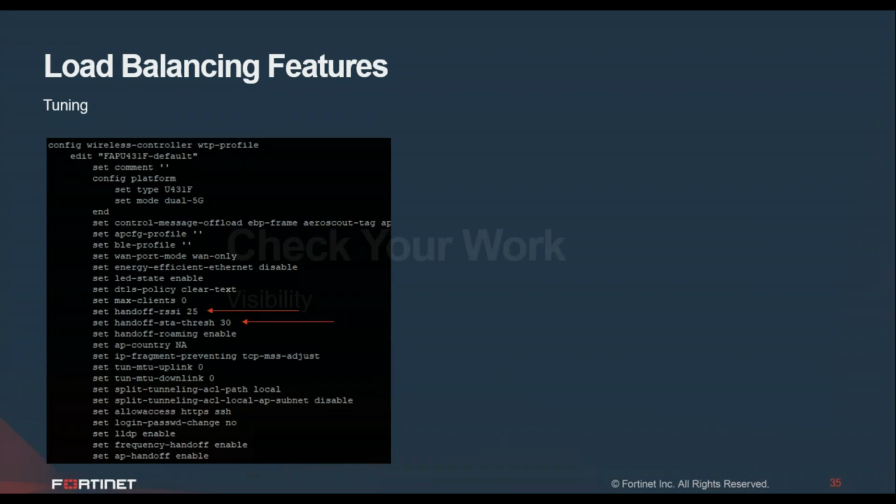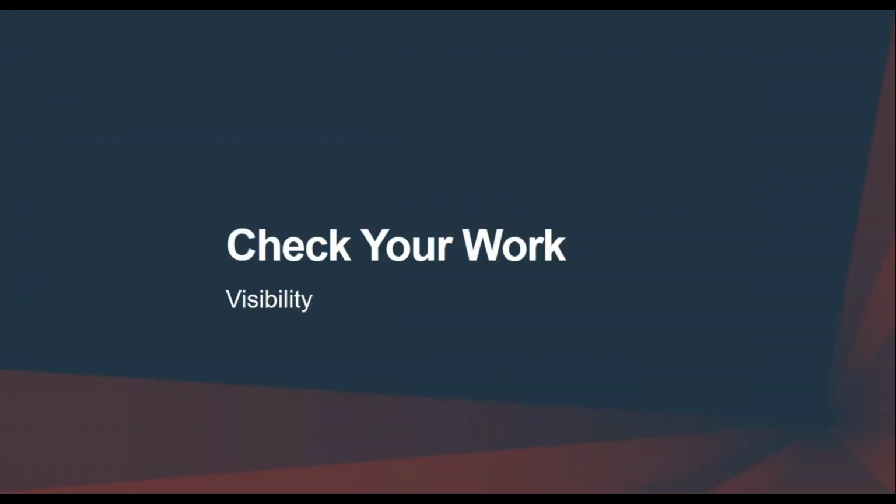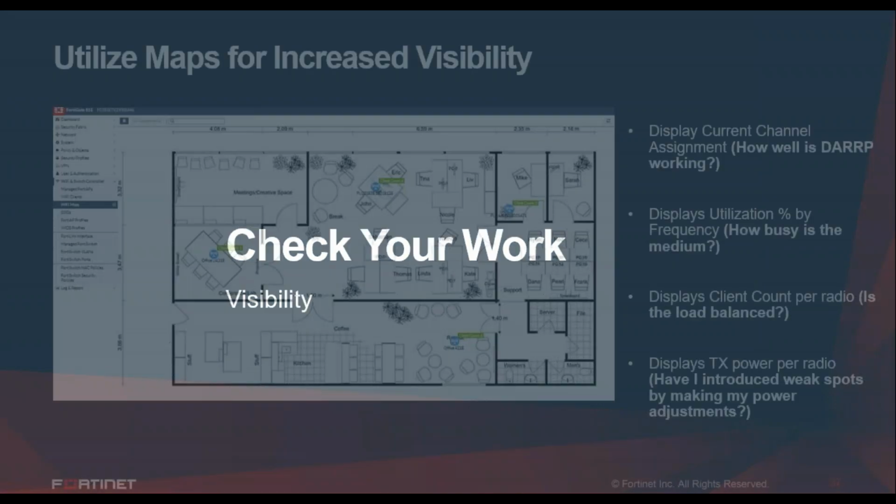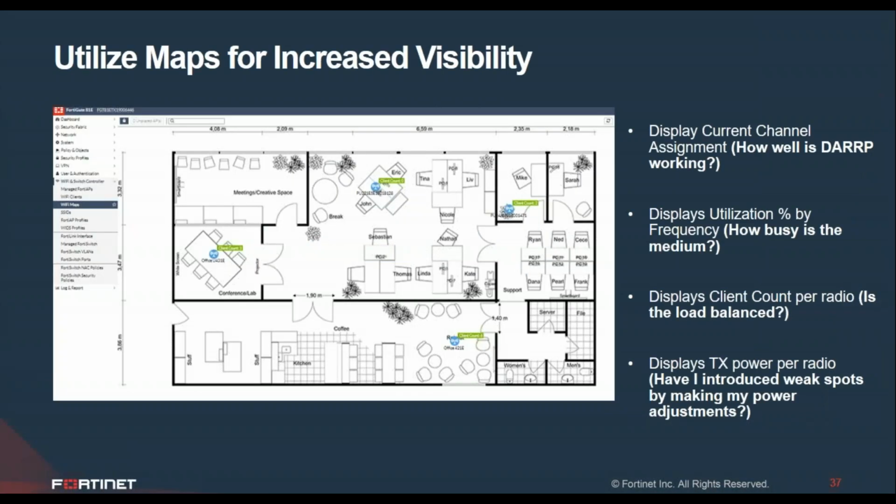After doing all this work, I want a method to be able to check my work, see how it's all working together and how it's operating. That visibility can be implemented using the map feature in the FortiGate. This feature allows me to import the floor plan similar to how I did it in Fortiplanner when I first planned the network. It doesn't let me draw the walls in, but it does allow me to import the floor plan, and then I can place all the access points that are managed by the FortiGate in the exact location I deploy them in the building, and then I can display different information about the access points.